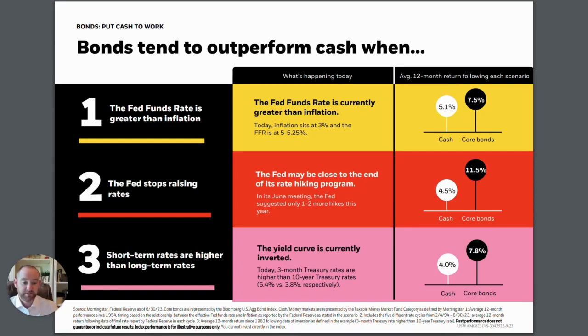In scenario 3, short-term rates are higher than long-term rates. Currently, that's certainly the case. The 3-month Treasury rates are higher than the 10-year Treasury rates, with short-term rates as of 6:30 at 5.4% on the 3-month and about 3.8% on the 10-year. As of recording this, the 10-year is back above 4%, but still what we're looking at applies here. Historically, cash has generated 4%, core bonds have generated 7.8% over the long term.